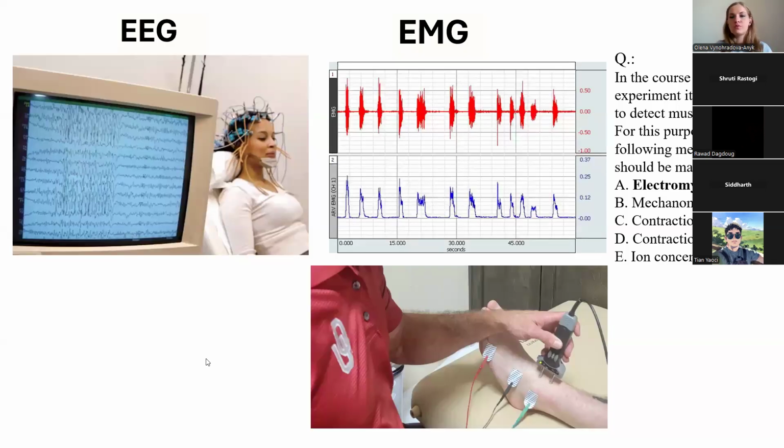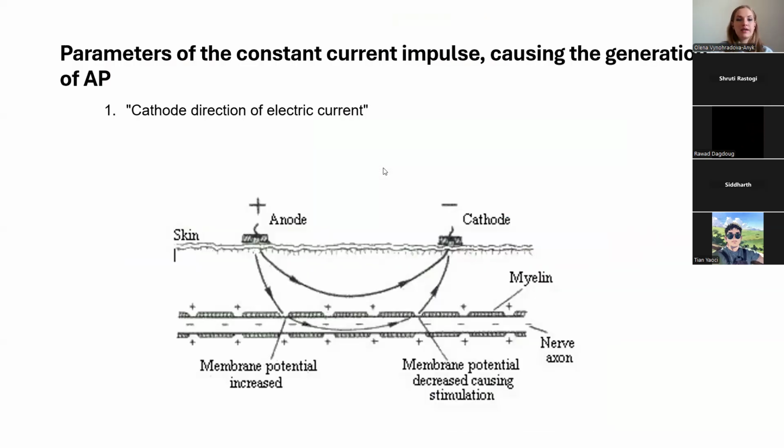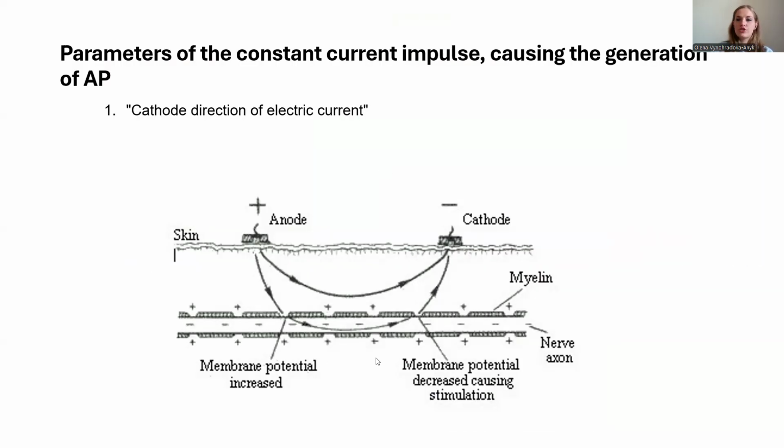And one example from the Krok question: in the course of an experiment, it is necessary to detect muscle excitation. For this purpose, which measurement should be made? Mechanomyogram, contraction duration, contraction stage, ion concentration, or electromyogram. Of course, in this case, to detect muscle excitation, we should make an electromyogram, not a mechanomyogram. With a mechanomyogram, we only see how the muscle is contracted, the force of contraction. That's all. It's not interesting for us. For us, it is interesting to see the electrical process inside the muscle, and this could be registered by electromyography.